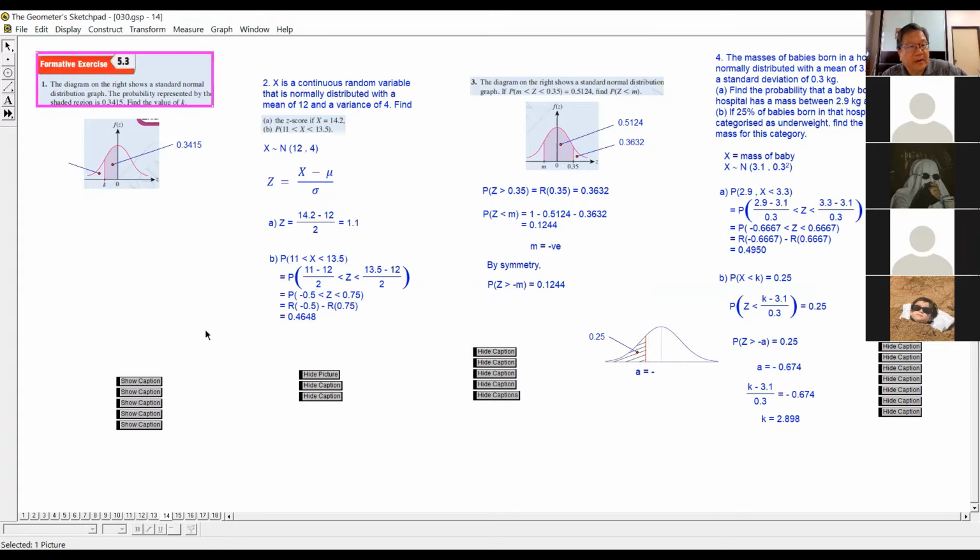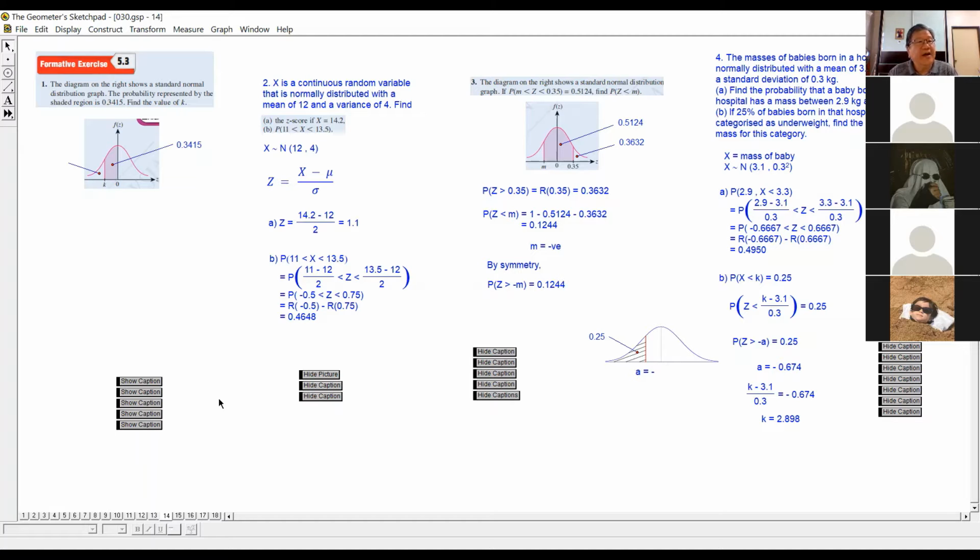This one. The diagram on the right shows a standard normal distribution graph. The probability represented by the shaded region is 0.3415. Find the value of k. Okay, right. Now, in this question, you are given the graph, and this is the graph of the standard normal distribution, the z-score graph. So you must know how to interpret the graph.